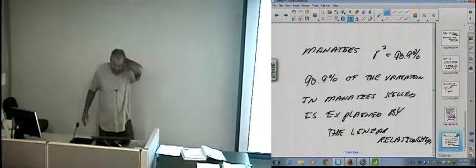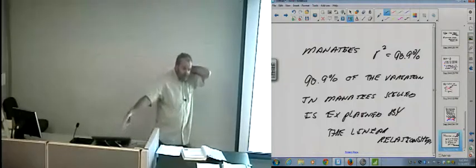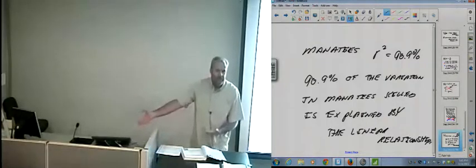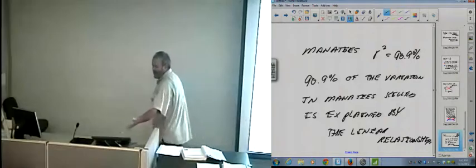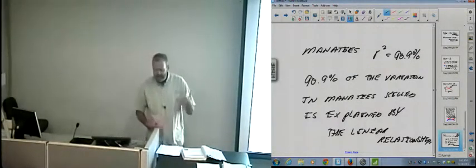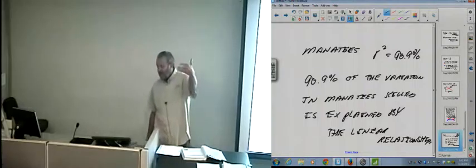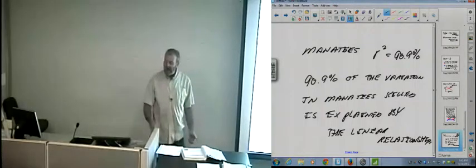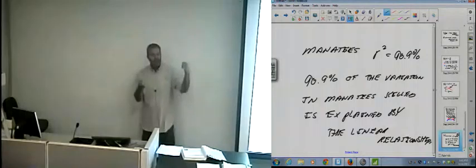Now, here's the deal. Here's what's going on with this, right? So I wanted to give you one where this is how you do this, right? And I've just taken that thing I quoted out of the book. Instead of saying fraction, I put the percentage in there, and it's the 90.9% of the variation in manatees killed. Your response variable, your y, is explained by the linear relationship, by fitting the line on there.